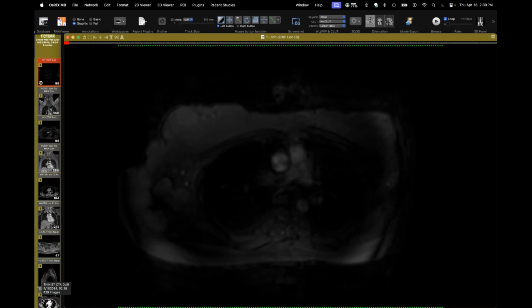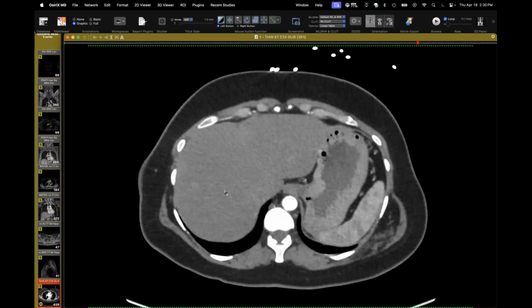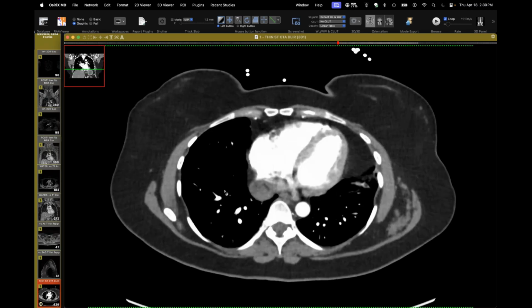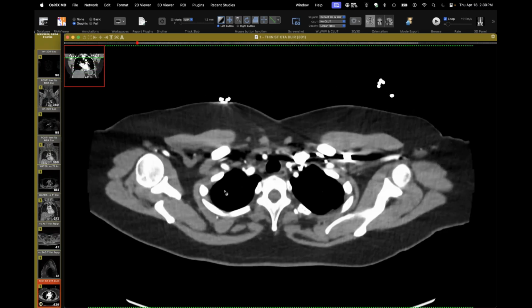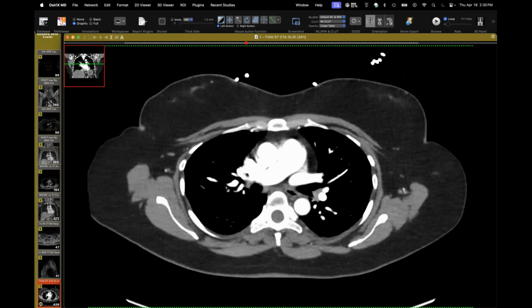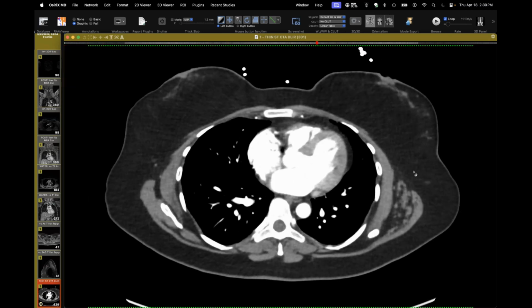All right, so this was kind of a cool finding. This was a patient who came in the ED for chest pain or something, looking for PE, and didn't come out with much. But notice this stuff going on here.